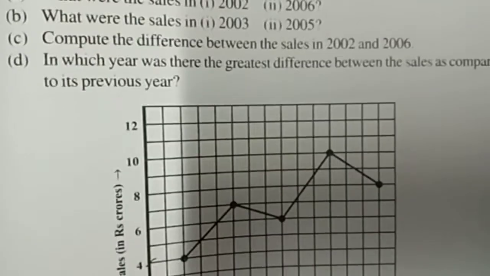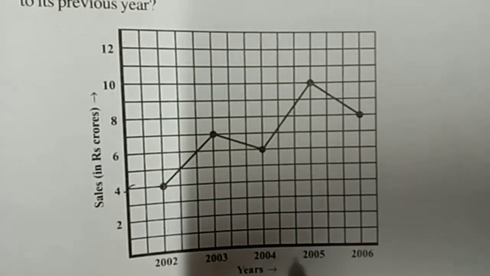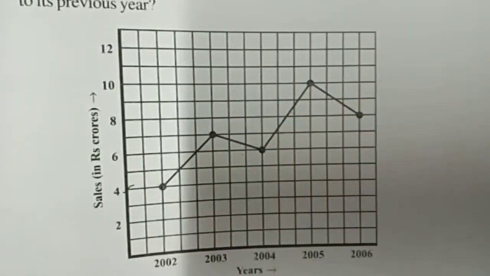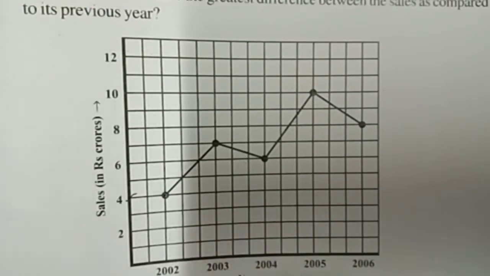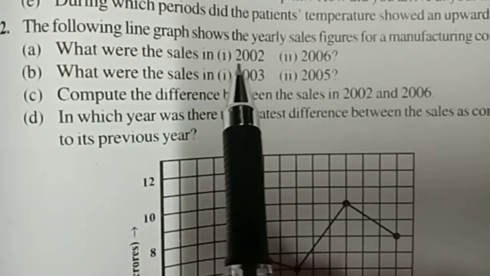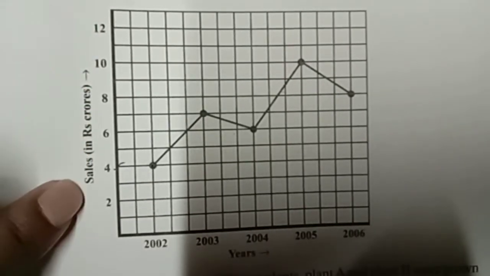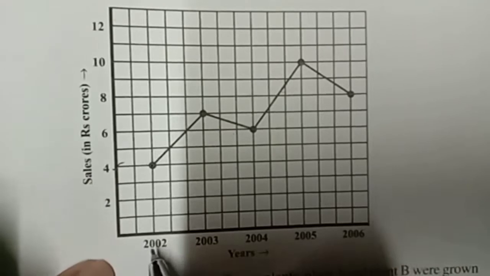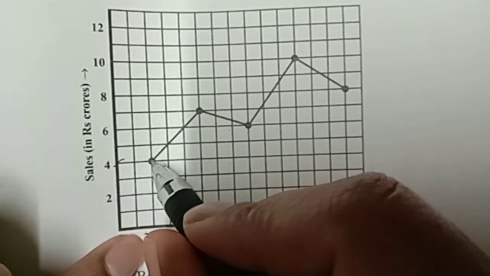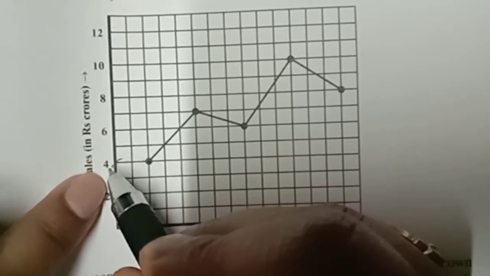And one diagram is given, means one graph is given, where these are years and these are amounts in crores. So the first question is asking what were the sales in 2002 and 2006. Sales we have to find out from this graph. These are sales and these are years. So we check 2002, this one, and move across, so it will be 4. So rupees 4 crores.